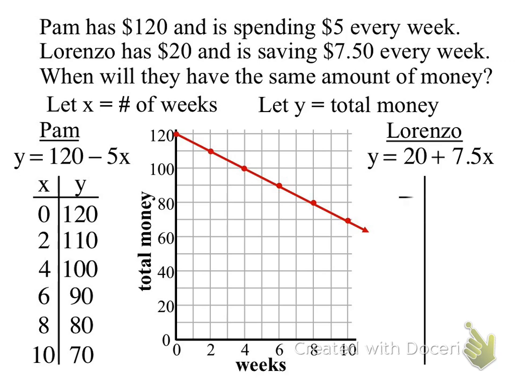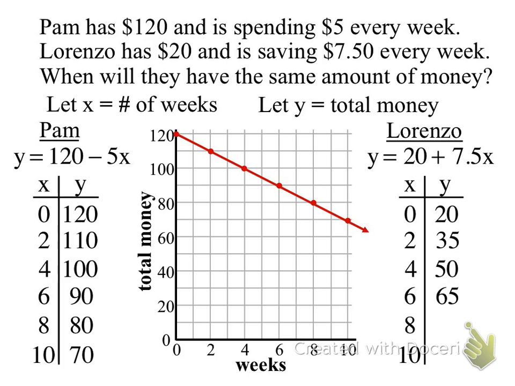Okay, next one. I'm starting at 0 weeks. What does she have? $20. After 2 weeks, 2 times 7.5 is 15, and 20 plus 15 is 35. And after 4 weeks, it'll be $50. Can we figure out what would be next without using the equation? What would it be? 80. And then? 95. And we plot the points.